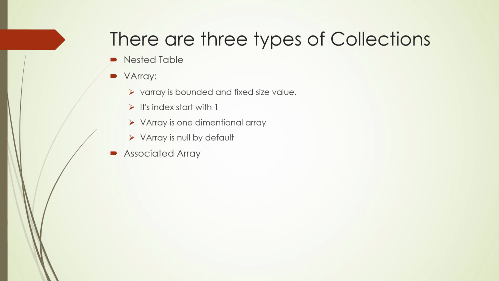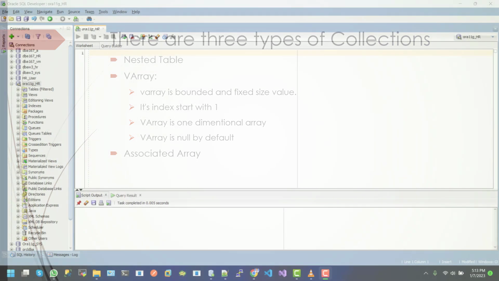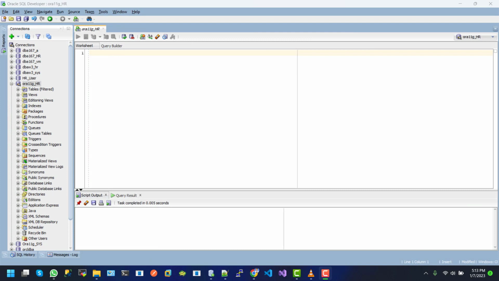Varray is bounded and fixed size value. It is indexed starting with 1, and varray is a one-dimensional array and varray is null by default. And the last one is associated array. First we will give an example of varray.